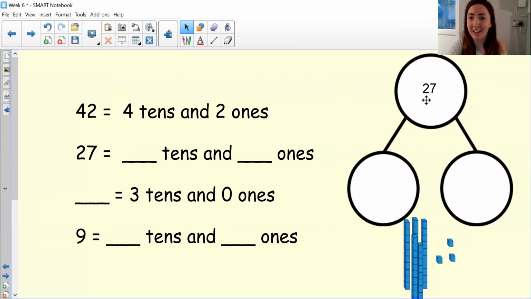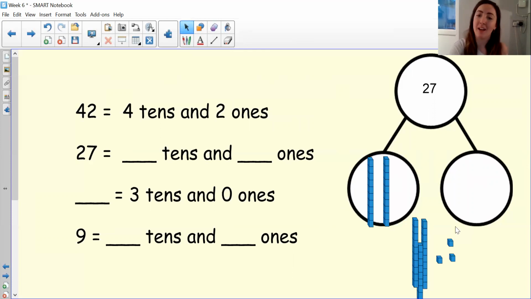Okay, so in 27, I can see it's a 2-digit number and the first digit is 2. That means there's 2 tens. 1, 2 tens. Because 2 tens is equal to 20. 10, 20. And then my other part is going to be the 7 ones. 1, 2, 3, 4, 5, 6, 7. Okay, so I have represented 27 by breaking it into 20 and 7, or 2 tens and 7 ones.